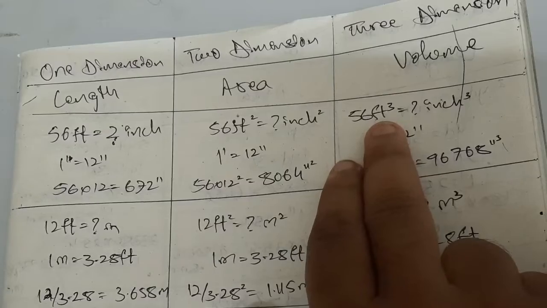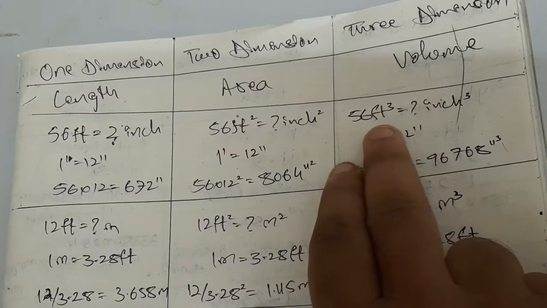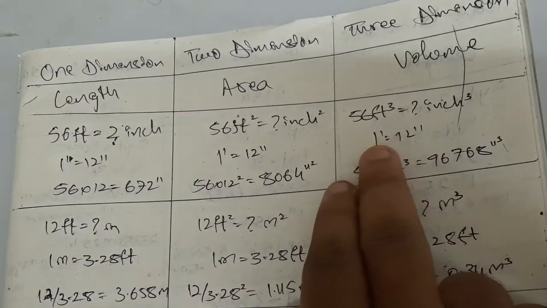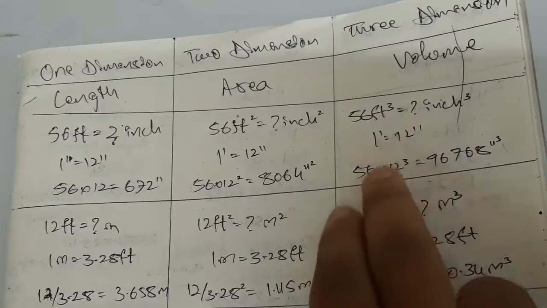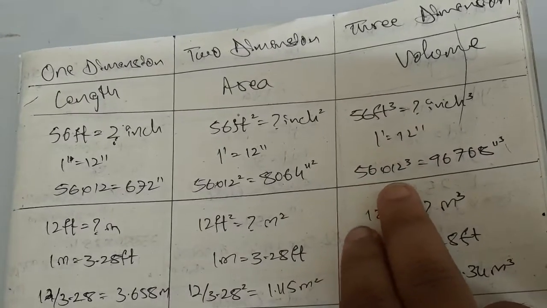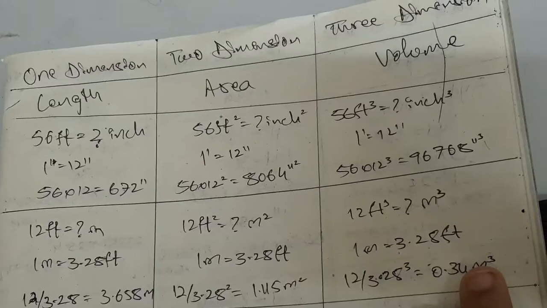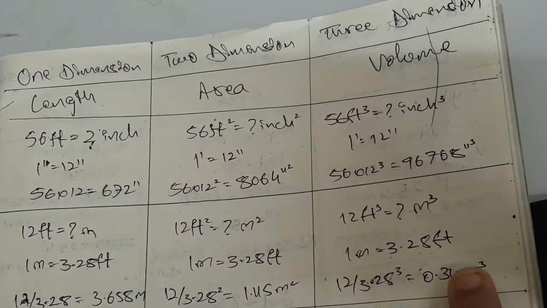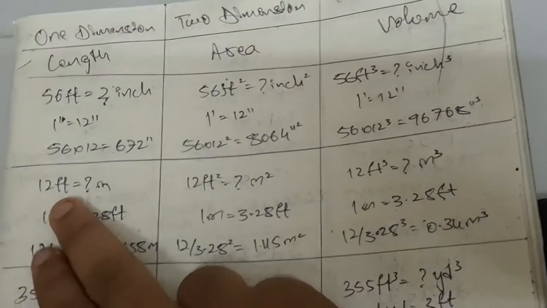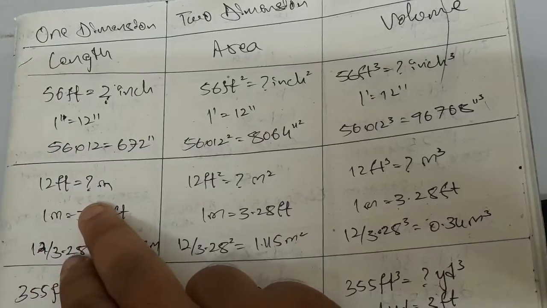Coming to our third dimension, we have 56 feet cube is equals to how many inch cube? Now since 1 feet is equal to 12 inches, 56 into 12 cube gives us 96768 inch cube.